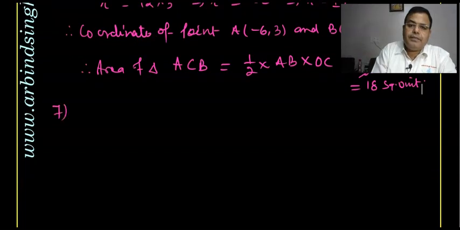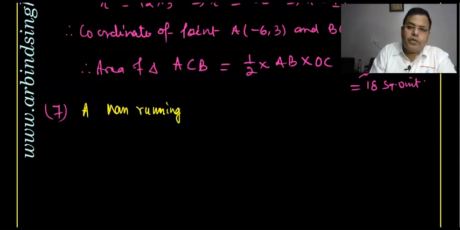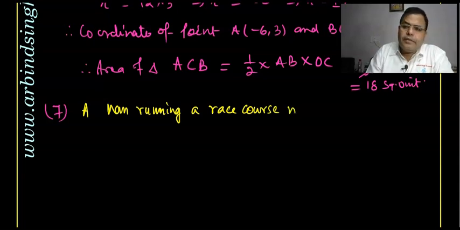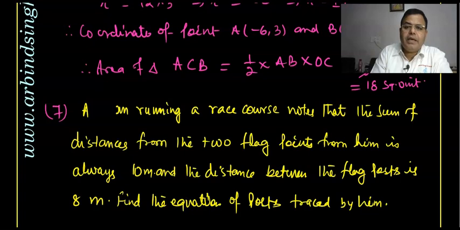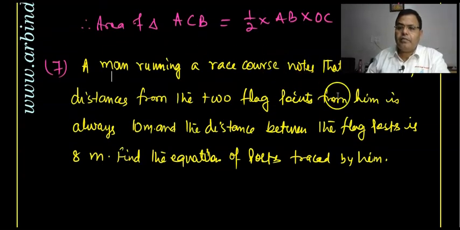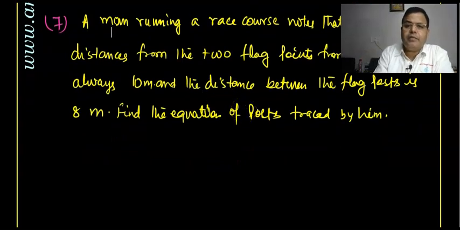Now we have question number 7. And the 7th question is given here. A man running on a race course notes that the sum of distances from the two flag posts, these are foci, from him is always 10 meters, and the distance between the two flag posts is 8 meters. So find the equation of the path traced by him.